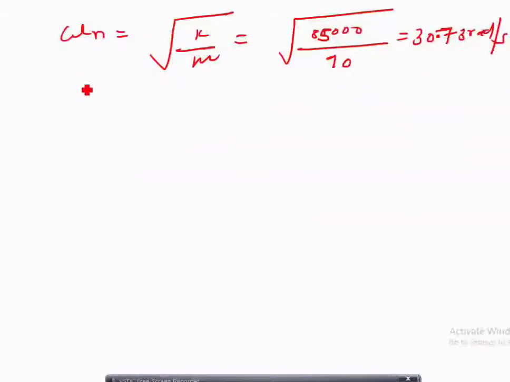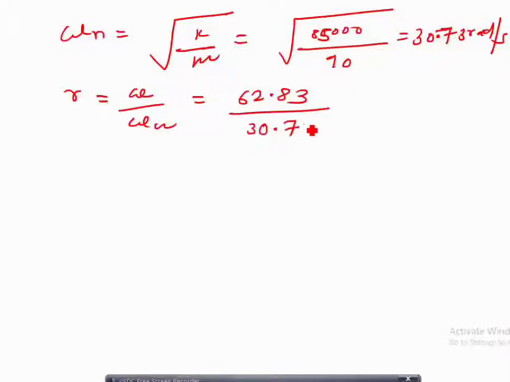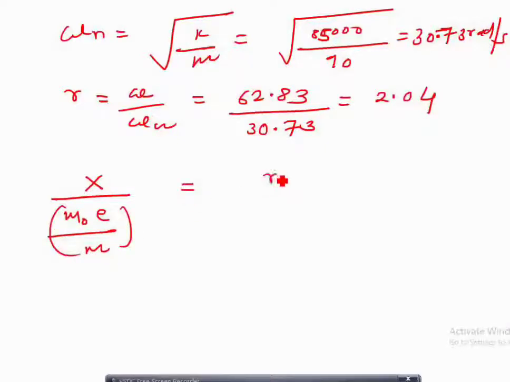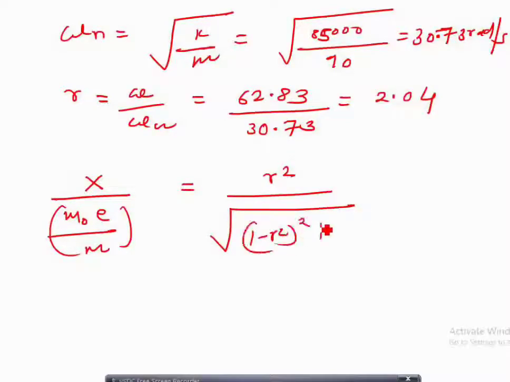Now once you find omega and omega n, what is the frequency ratio? r is equal to omega upon omega n. So the frequency ratio is 62.83 divided by 30.73. So r is equal to 2.04. Now what is the formula for forced vibration due to rotating unbalance? X upon (m0 e upon M) is the basic formula which we have already derived, equal to r square upon square root of [(1 minus r square) squared plus (2 zeta r) squared].